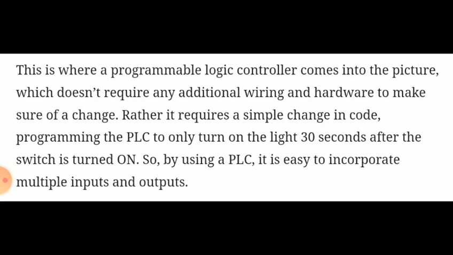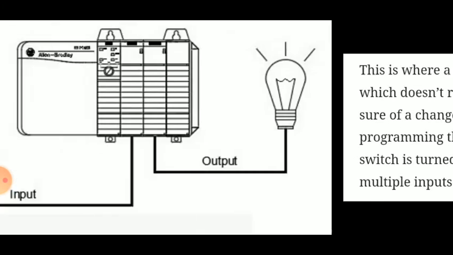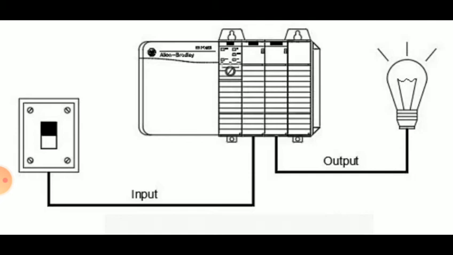Now this is where a programmable logic controller comes into the picture, which doesn't require any additional wiring and hardware to make such a change. Rather, it requires a simple change in code, programming the PLC to only turn on the light 30 seconds after the switch is turned on. So by using a PLC, it is easy to incorporate multiple inputs and outputs. This is a benefit of PLC. You can see the circuit diagram using the PLC.